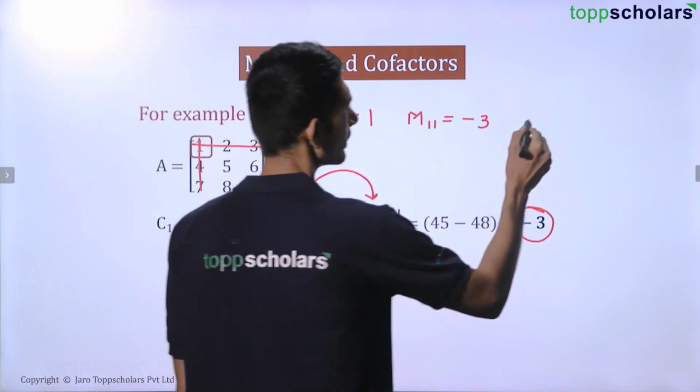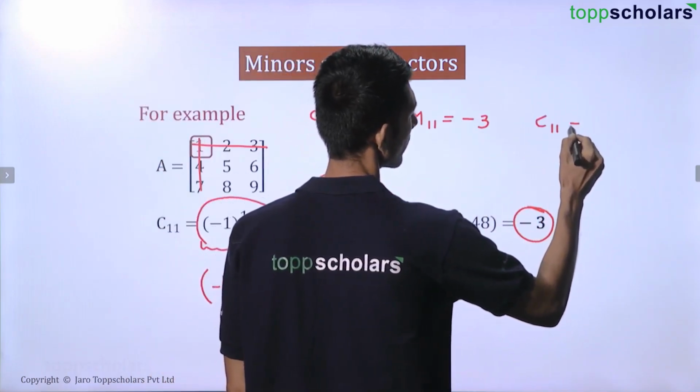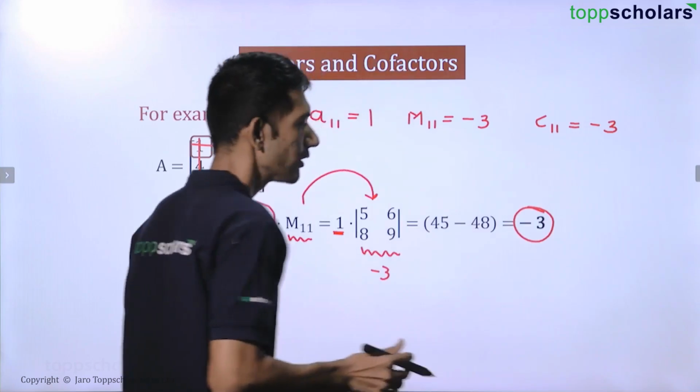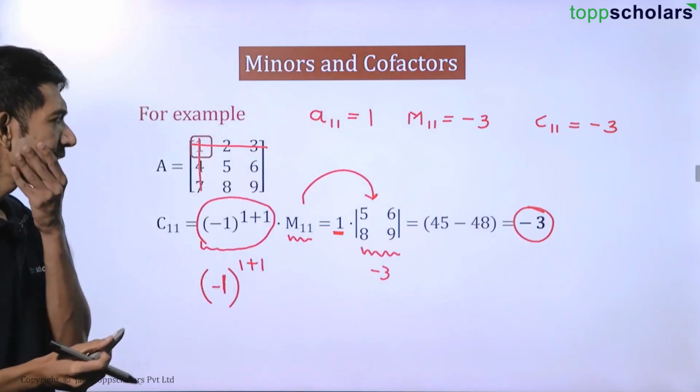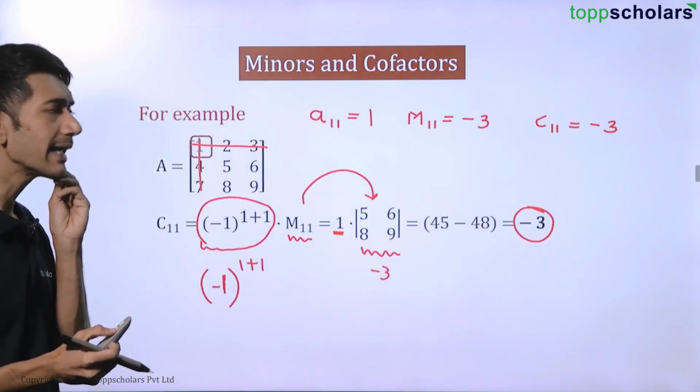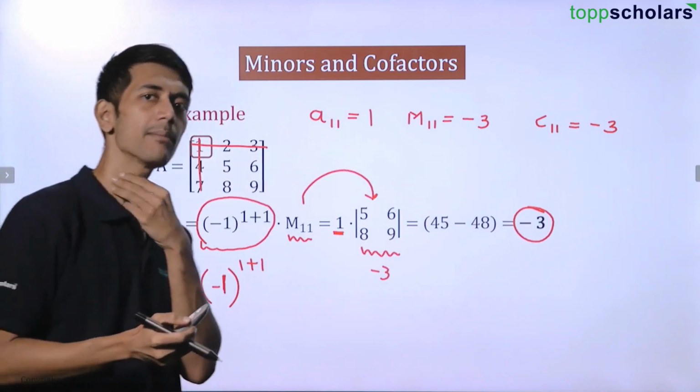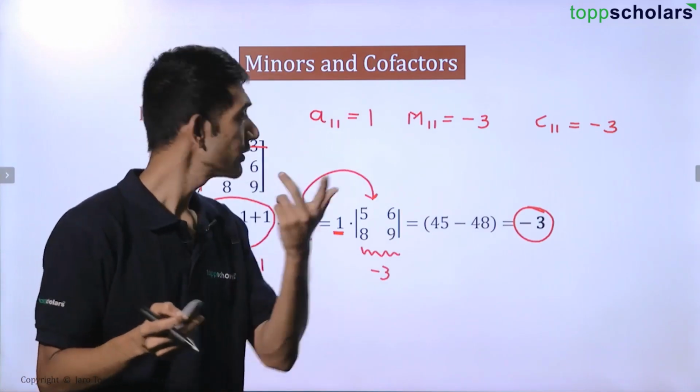And C11 is also minus 3 in this case. So does that mean that M11 and C11 will always be the same, or Mij and Cij will always be the same? Let us see how.